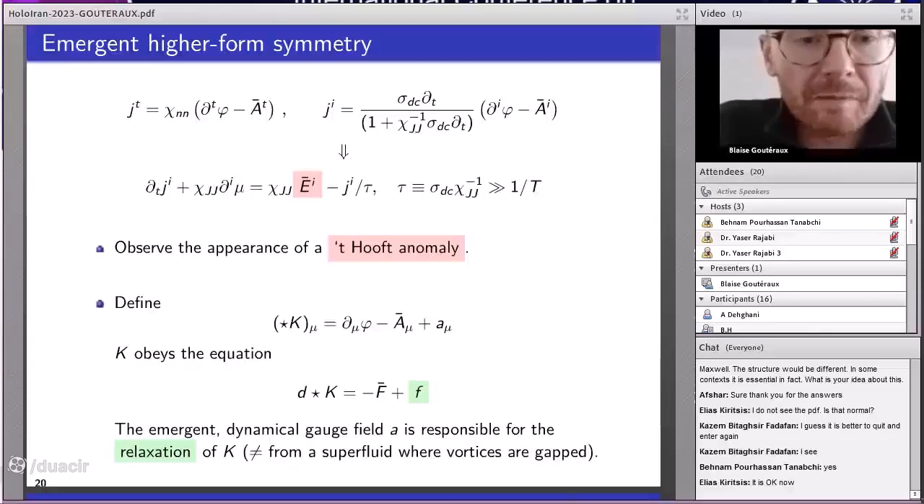This is a little bit different from a superfluid because here the relaxation is algebraic in powers of temperature, so it's gapless, whereas for a superfluid the vortices are gapped.